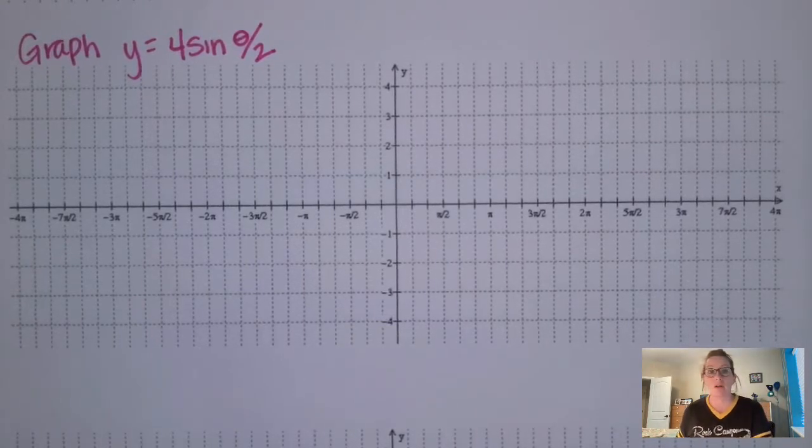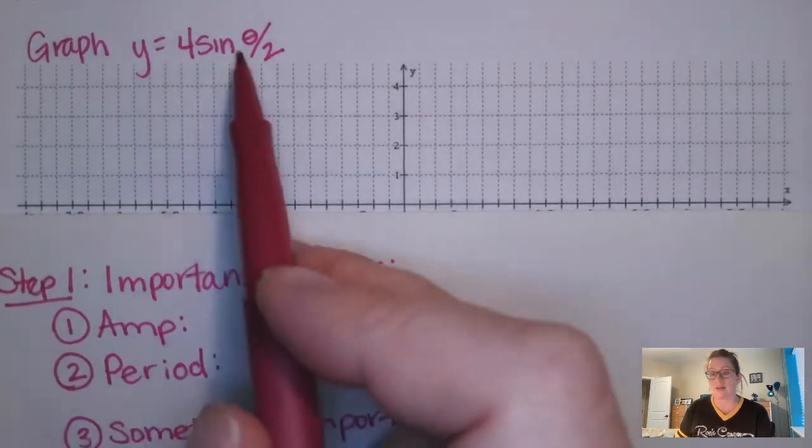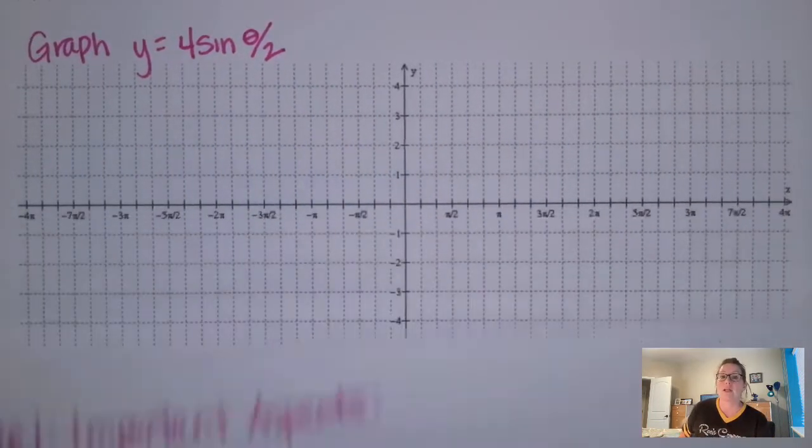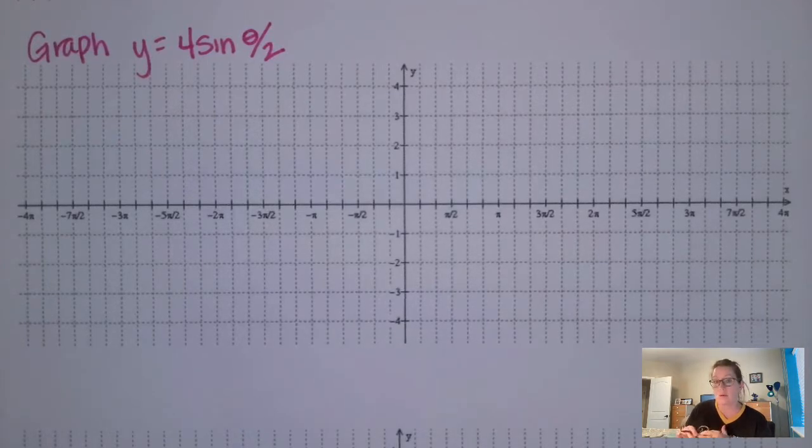Okay, so we're going to graph y equals 4 sine of theta over 2, and it's just the theta that's over the 2. Looking at our steps that were in the notes previous to this, let's work through those steps.